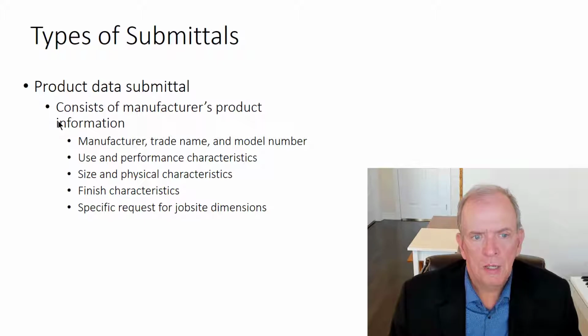So it'll of course have the manufacturer's name, trade name, model number, use and performance characteristics. If you're talking, say, about paint or additives to concrete, it could be a lot of those kinds of things. Size and physical characteristics, where that's important. Finish characteristics, where that would be important if it's a finished material that would be visible after construction.